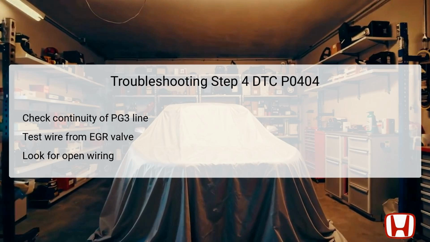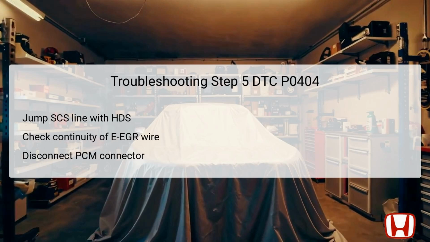to restore functionality. Step 5 requires jumping the service check connector SCS line using the HDS to facilitate diagnostics. After doing so, disconnect the PCM, powertrain control module, connector, specifically the C51P connector. Subsequently, measure continuity between test point 1, which is number 4 of the PCM connector, and test point 2, connecting back to the vehicle's body ground.